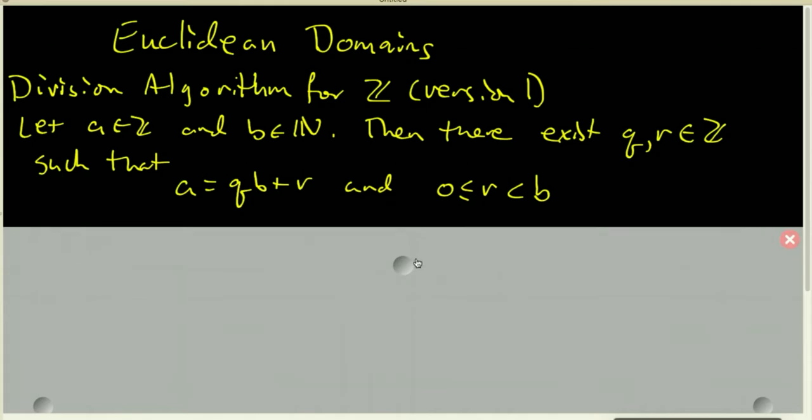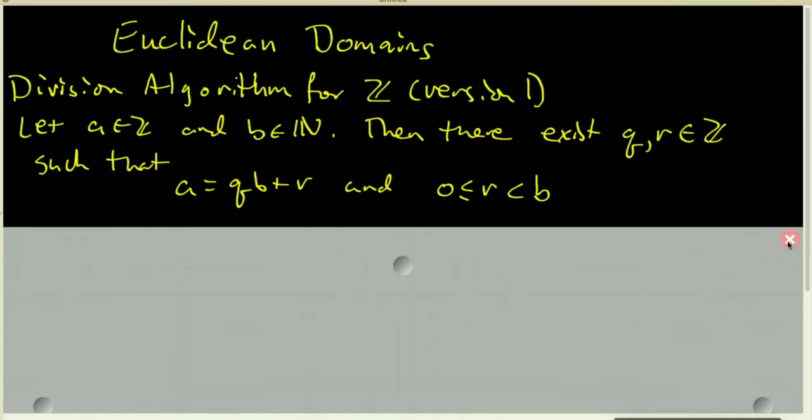And the usual way of stating the division algorithm in the integers is as follows. If a is an integer and b is a natural number, we can find integers q and r such that a is equal to q times b plus r, and r is bigger than or equal to 0 and strictly less than b. The problem with this version of the division algorithm is that it does not allow me to divide by negative integers, but it's easy to patch up.